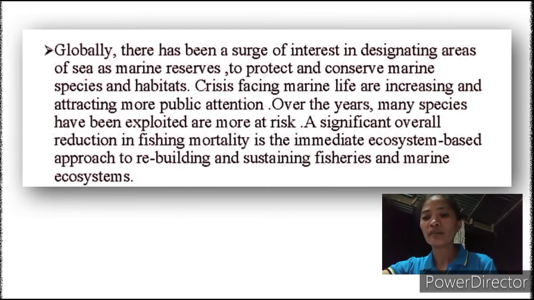Globally, there has been a surge of interest in designating areas of sea as marine reserves to protect and conserve marine species and habitats. Crises facing marine life are increasing and attracting more public attention. Over the years, many species have been exploited or put more at risk. A significant overall reduction in fishing mortality is the immediate ecosystem-based approach to rebuilding and sustaining fisheries and marine ecosystems.